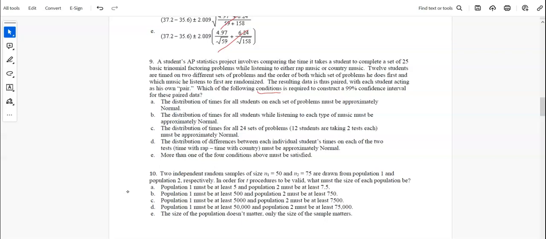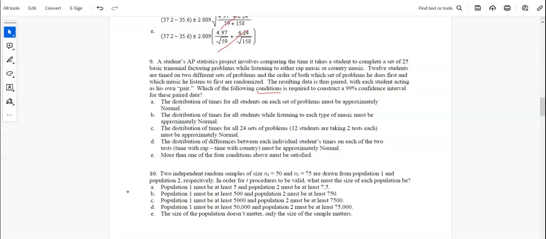Okay, so the distribution of times for all students on each set of problems must be approximately normal. Which of the following conditions is required? So is that a condition? I don't think that's actually a condition. Times for all students must be approximately normal. Again, not a condition. We're using a t-curve here, I think, right, for means. The distribution of times for all 24 sets of problems, 12 students are taking two sets, must be approximately normal. Each t-test.